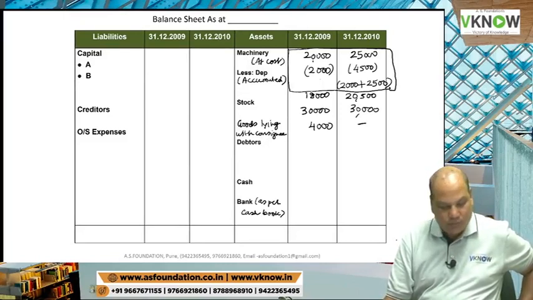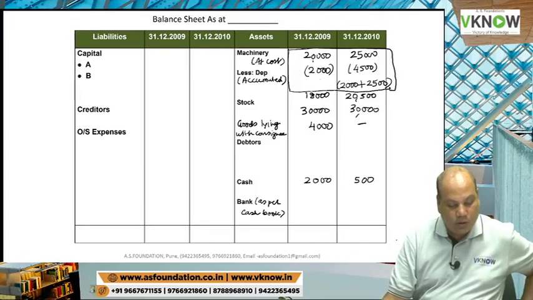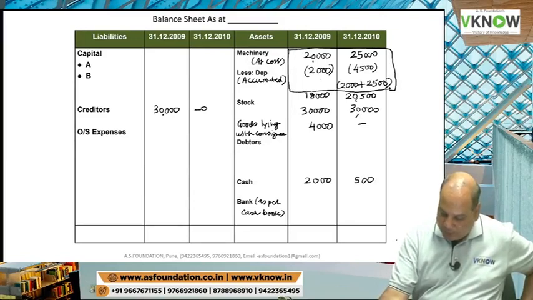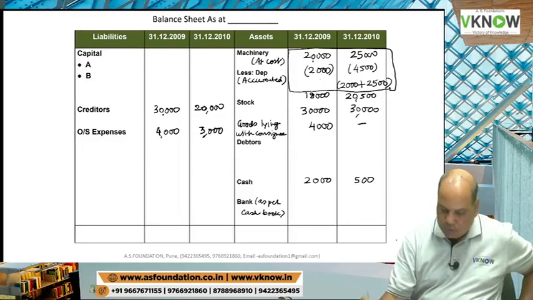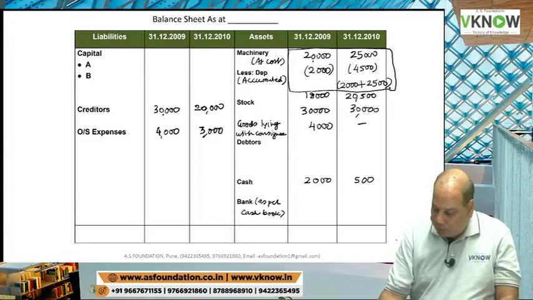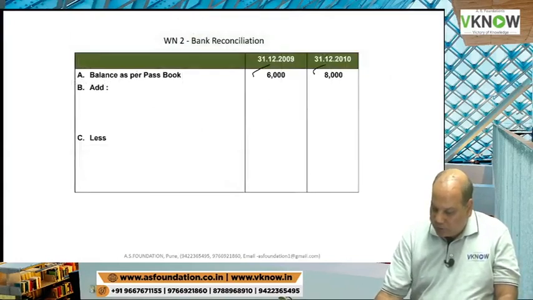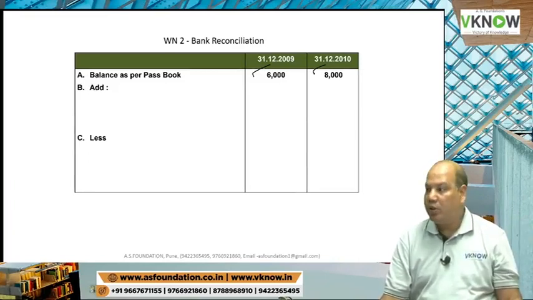In our question, cash has no adjustment. 2,000. Second column 500. Cash 2,000 and 500. Our creditor, liability side, creditor 30,000, 20,000. Outstanding expense 4,000, 3,000. And balance as per passbook we have already written in working note 2. So this completes the table given to you. Any query on that? No query.